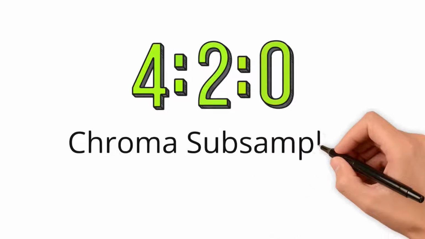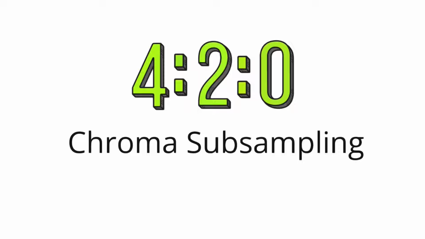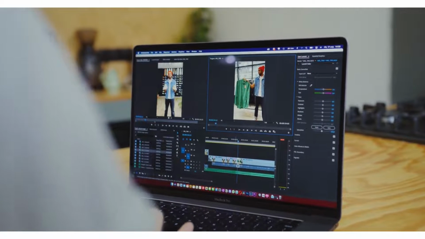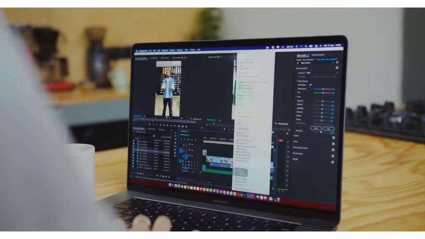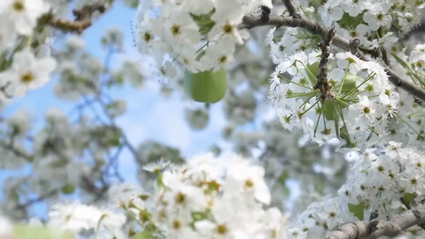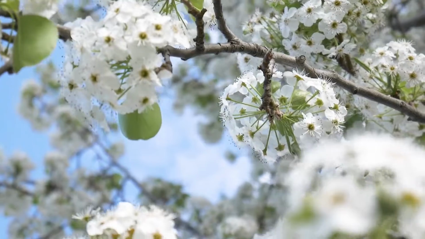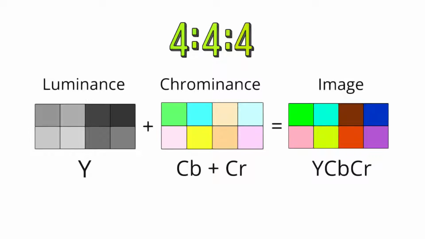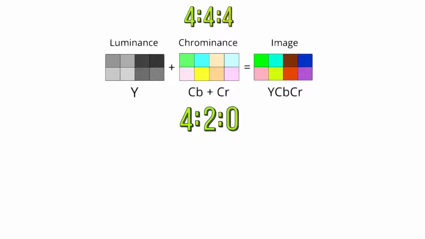The 420 format is a type of chroma subsampling used in image and video compression. It's a way to reduce the file size of images and videos with minimal visible loss of quality by taking advantage of the human visual system's lesser sensitivity to color detail compared to brightness detail. To explain this concept, let's break down the components of the 420 format, focusing on a 4x2 pixel block example.